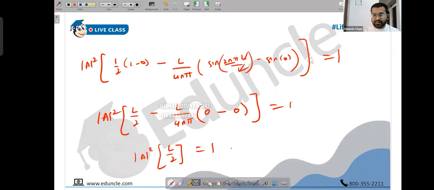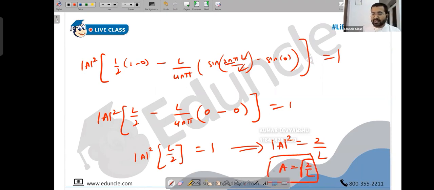So this is mod A squared into L by 2. The answer is mod A squared is 2 by L. So we have got a real value. Luckily, even if I had not given that A is real, we got a real value. So A is under root of 2 by L, as expected. These kinds of questions are popular in exams where they ask you to find a normalization constant. Clear? Nice. This was unplanned, but nice.